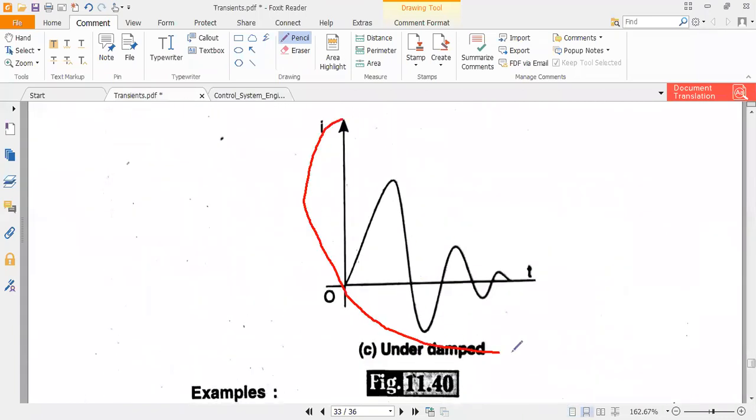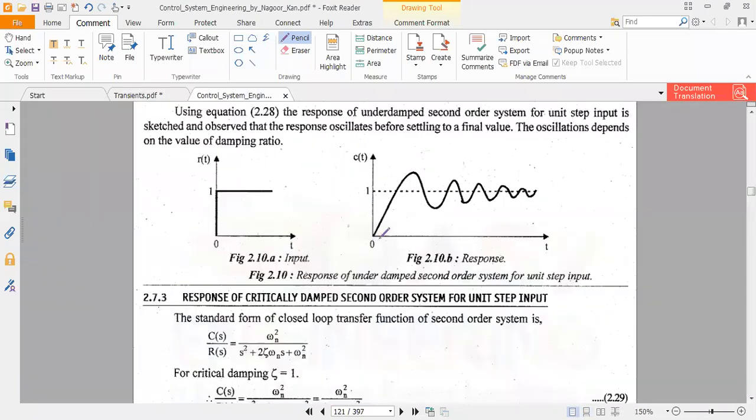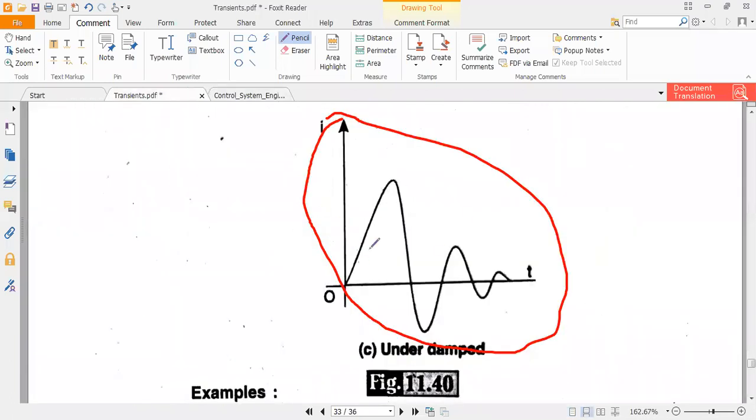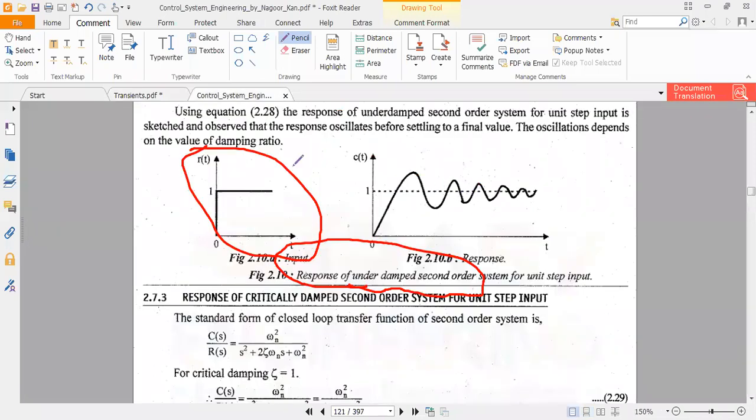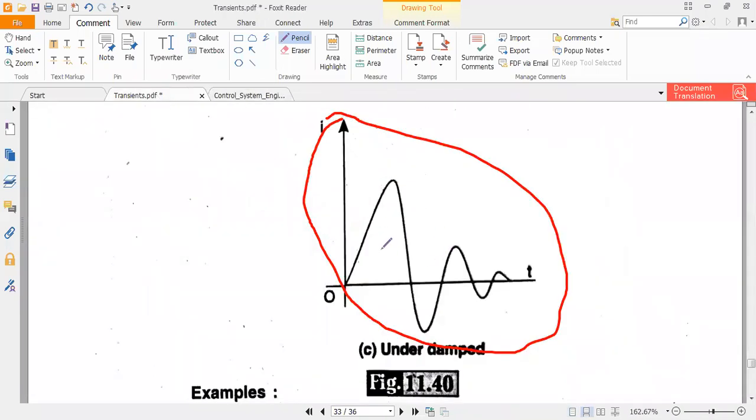you are getting the response of the system like this, because it will get oscillations and after some time it will reach the steady state. So here also you can see this is the response of an underdamped second order system for a unit step input, because here also we have given the unit step voltage as the input. So this waveform and this waveform resemble each other.